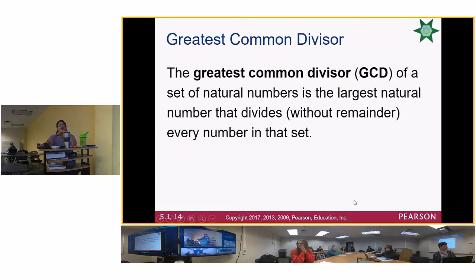So write down the greatest common divisor. Now you don't have to write all of that. The greatest common divisor is the smallest number that will go into a set of numbers.